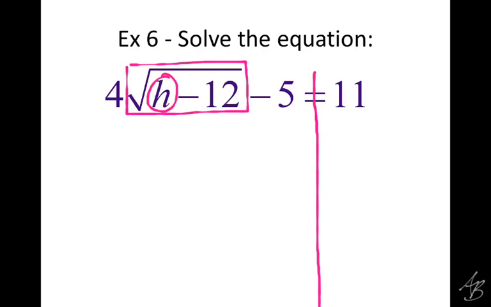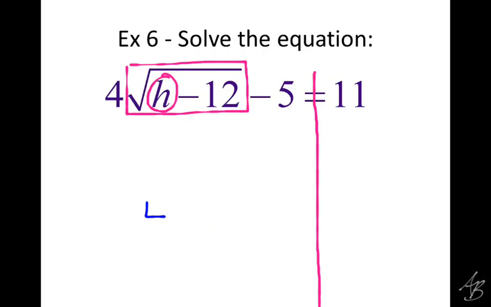Another way to think about it, if the equation looked like this, if it was 4x minus 5 equals 11, what would we do first to get the x by itself? We would get rid of the minus 5, right? So it's the same thing here. We're getting rid of a times 4 and a minus 5. We need to do them in the same order.